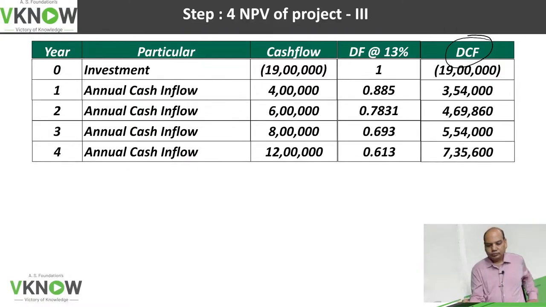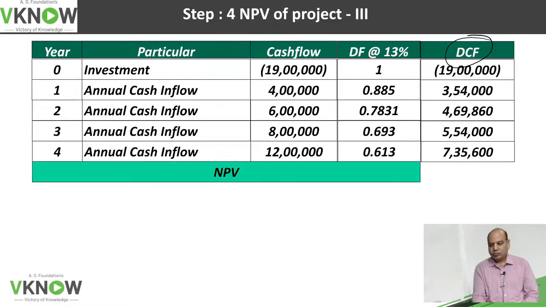Anybody total? Waiting for your answer. Please tell me the total of the last column. So this is approximately 2,13,860. Now compare the three NPVs and select that NPV which is highest.